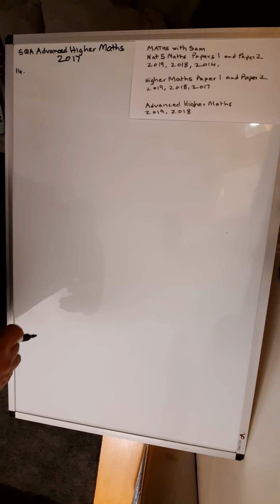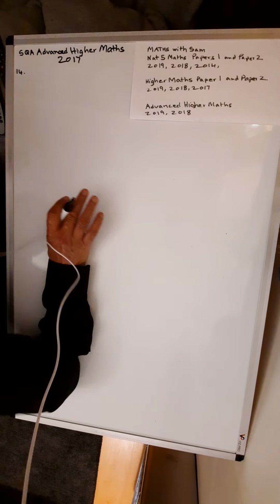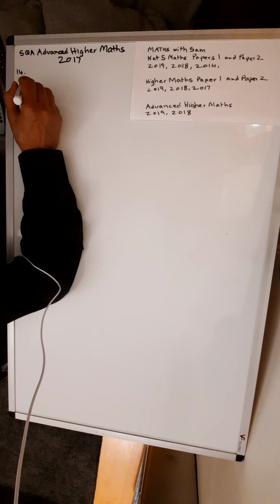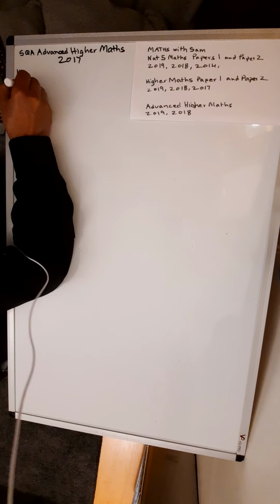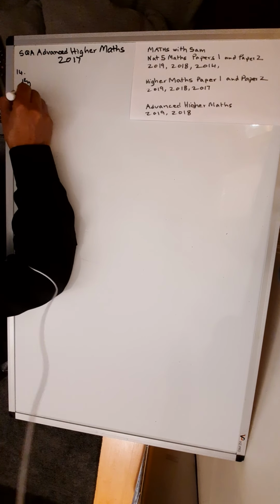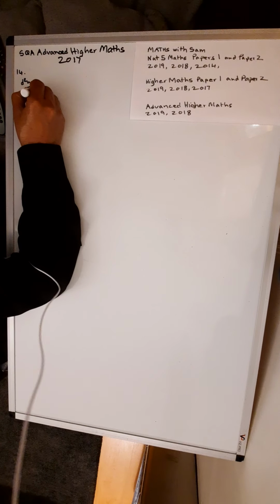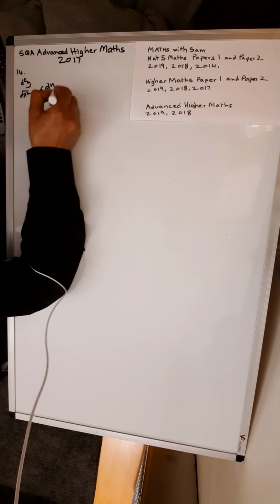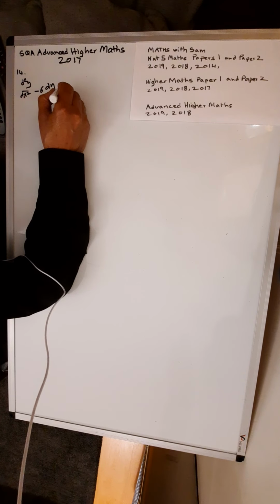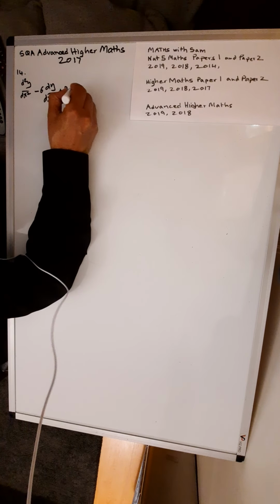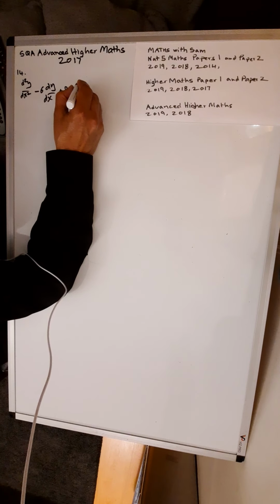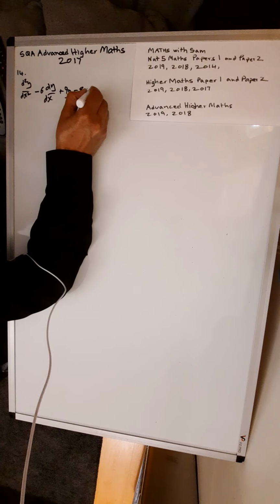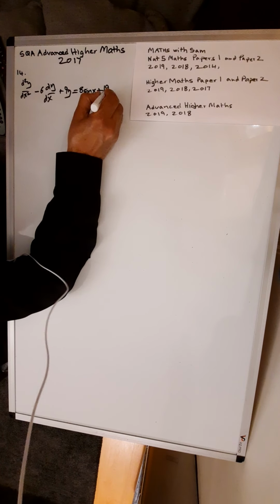SQA Advanced Higher 2017, number 14. Find the particular solution of the differential equation d squared y by dx squared minus 6 dy by dx plus 9y equals 8 sin x plus 19 cos x.